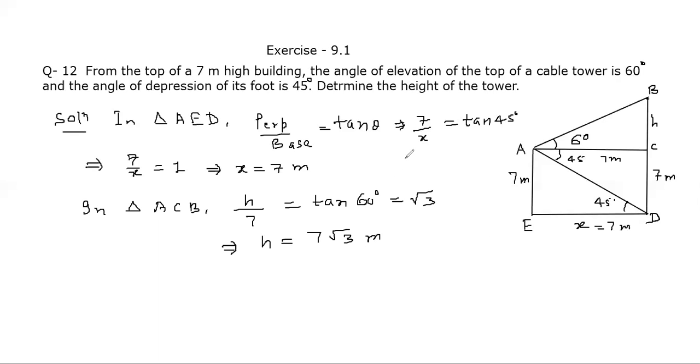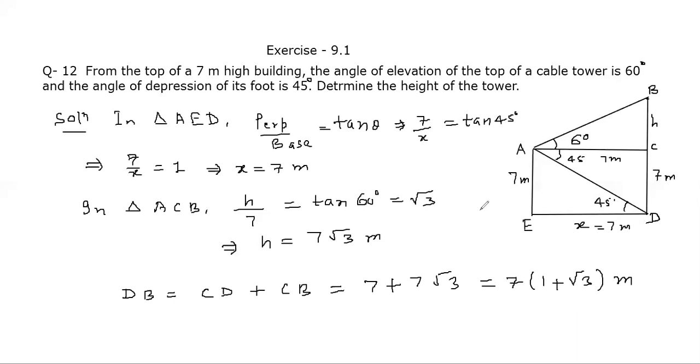Now we have to find out the height of the cable tower, and the cable tower is DB. So DB equal to CD plus CB. So CD is 7 and this is 7 root 3. If we take common 7, we will be left with 1 plus root 3 meters, which is our answer.